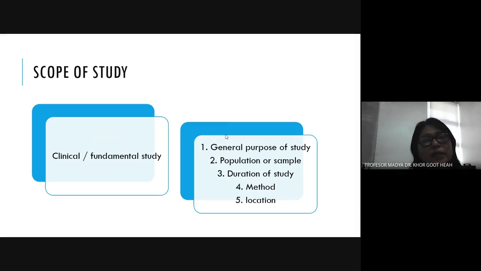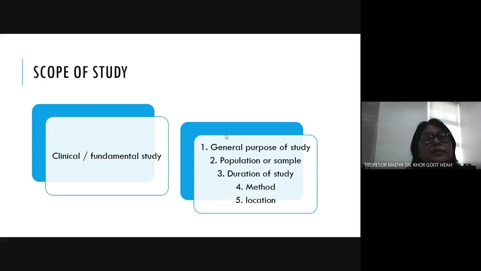Okay, next we also look for the scope of the study. These are the parameters that students have to set for the study, for example, the clinical type of study or the fundamental type of study. The scope of study consists of the general purpose, what the aim of this study is, and what population or sample the students are studying.